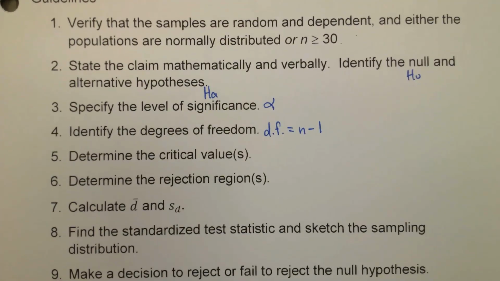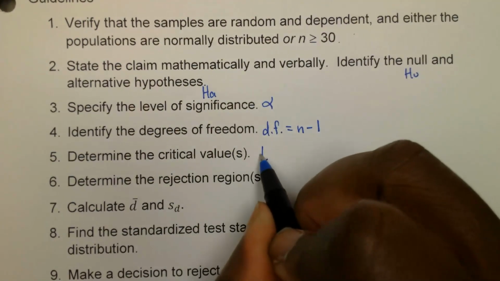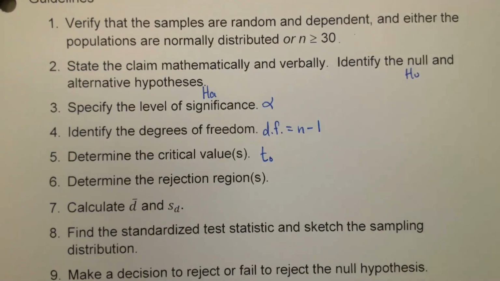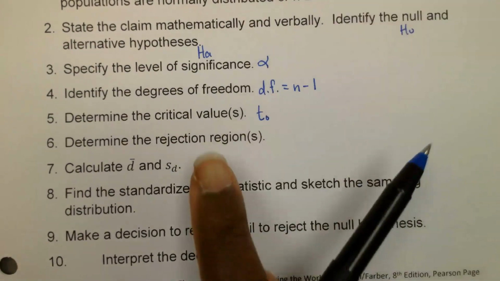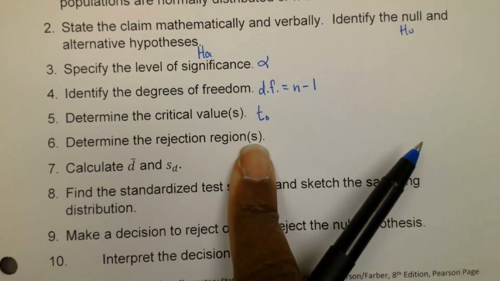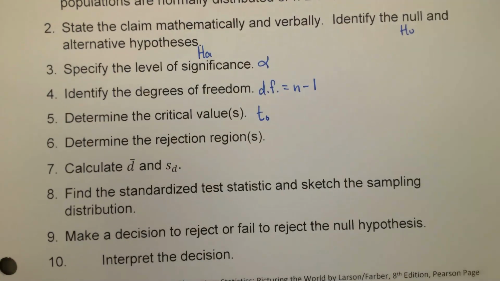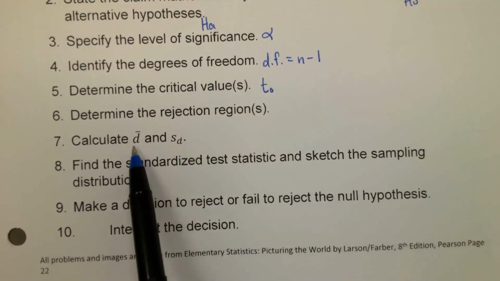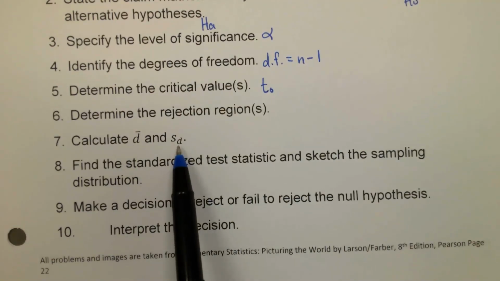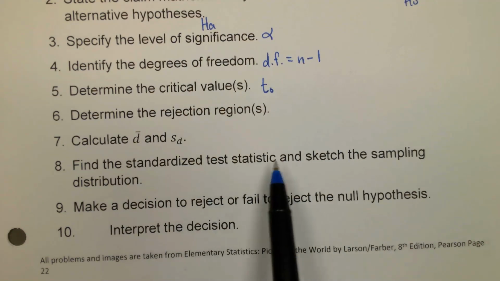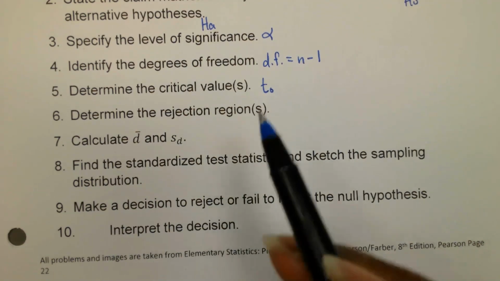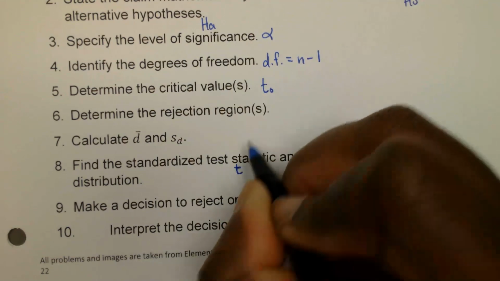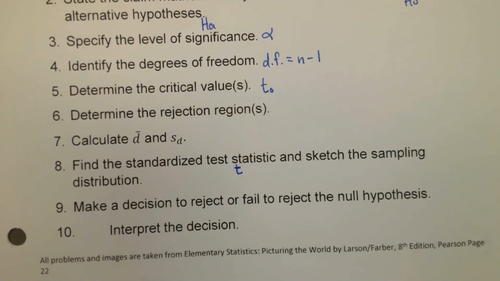Slow down a little bit. Determine the critical value t naught. Determine our rejection regions based on t naught. Remember when it's going to reject or fail to reject. Calculate our d bar, or our mean, and our standard deviation. Find the standardized test statistic and sketch the sampling distribution. So this is our t. And we sketch it or compare it to our t naught. Then we decide whether to reject H0 or fail to reject H0 and interpret the decision.